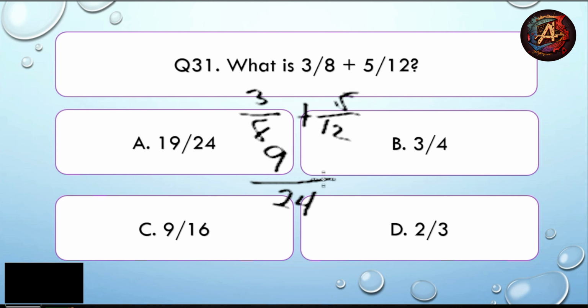Alright, now 12 becomes 24. So what happened to 12? It is multiplied by 2. So what we will do is we just multiply 5 by 2. So that is 10. So that is 9 plus 10. That is equal to 19 over 24. So the correct answer for this problem is 19 over 24.